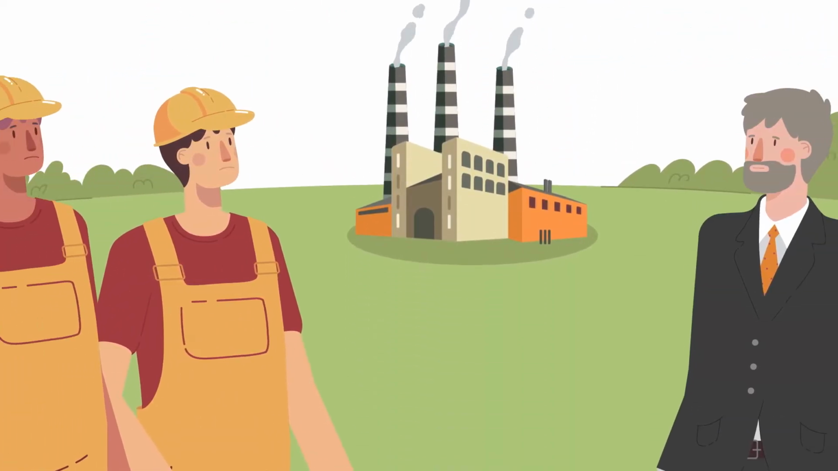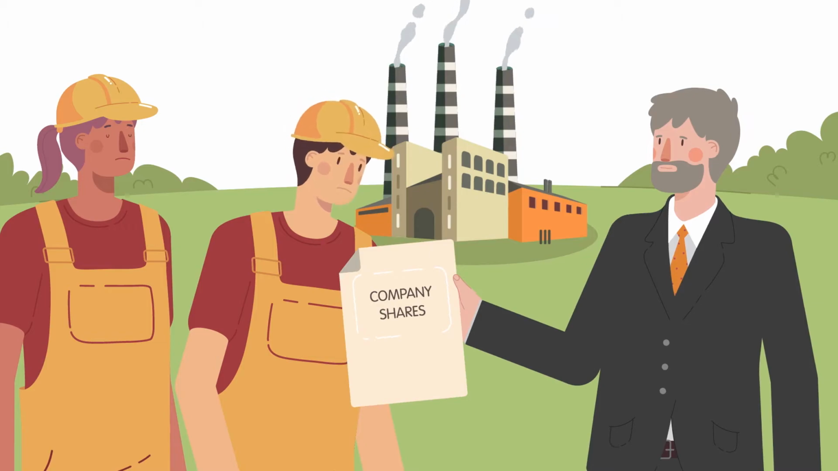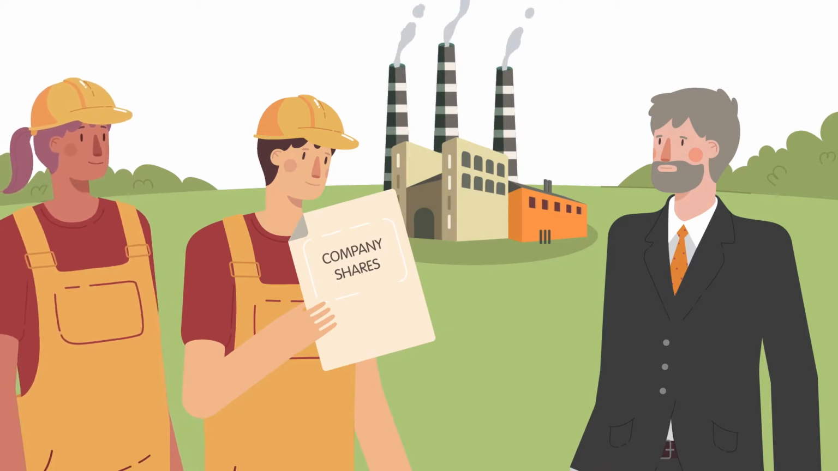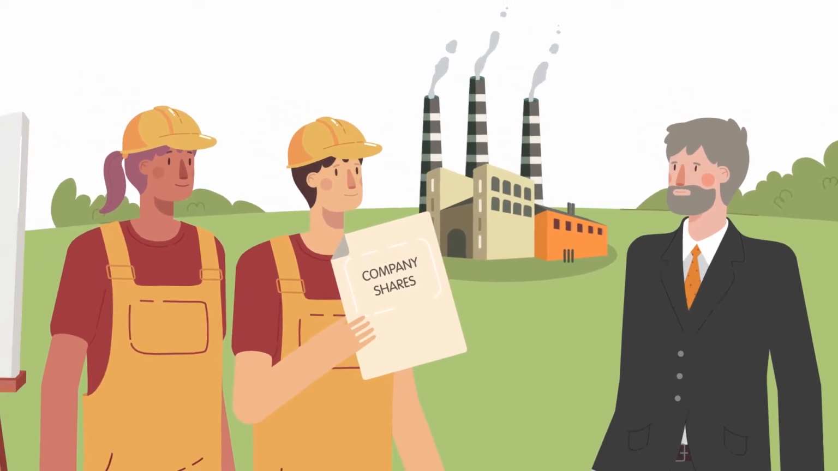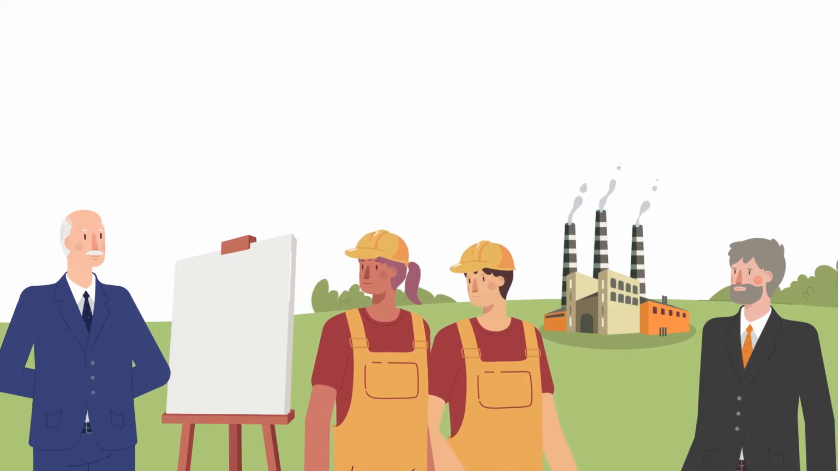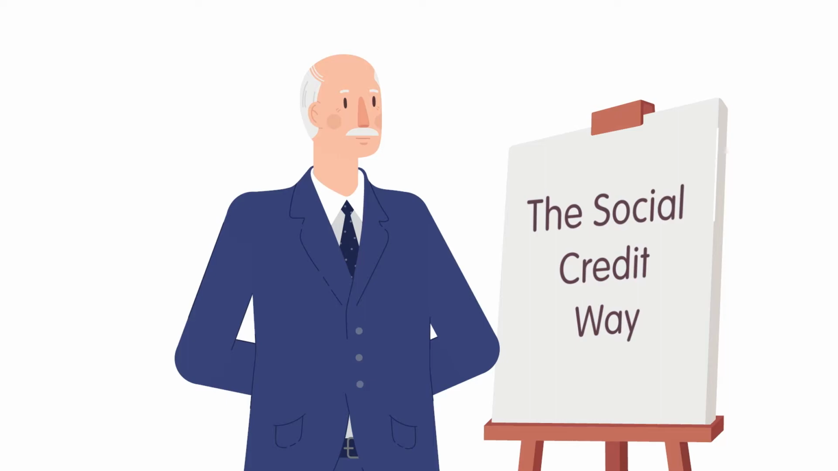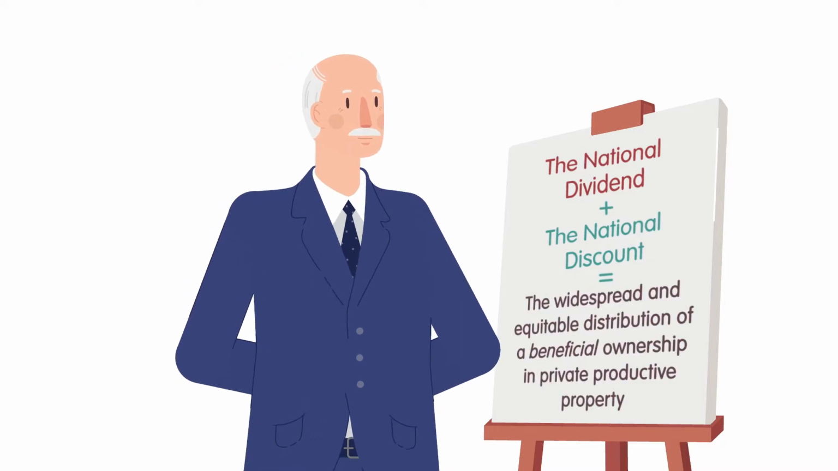They then argued that a proprietary state, a society of owners, could only be established under modern conditions by enfranchising the workers as direct owners or co-owners of the businesses in which they worked. Single proprietorships, small family businesses and cooperatives, where appropriate, would be the norm. But there is another way by means of which such ownership could be widely and more equitably distributed, the social credit way. Instead of directly distributing ownership to the workers, the institution of a national dividend and a national discount is based on the distribution of a beneficial ownership in private productive property to each citizen, whether he be employed or not.